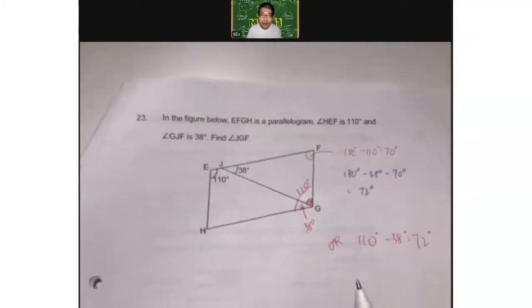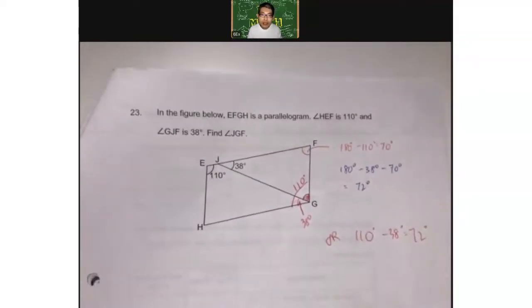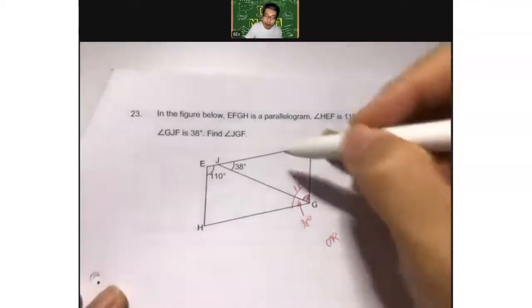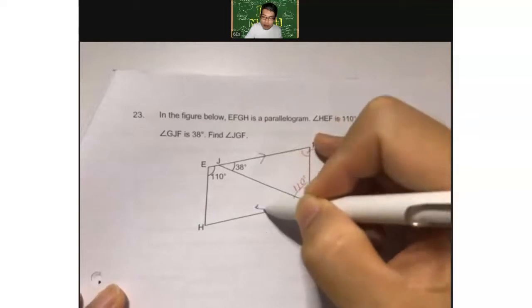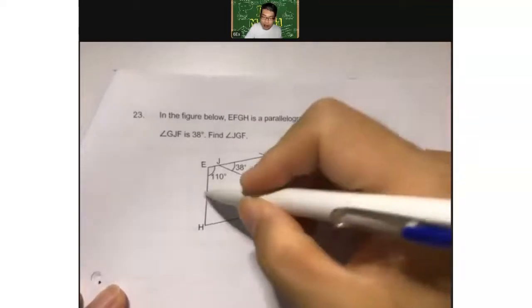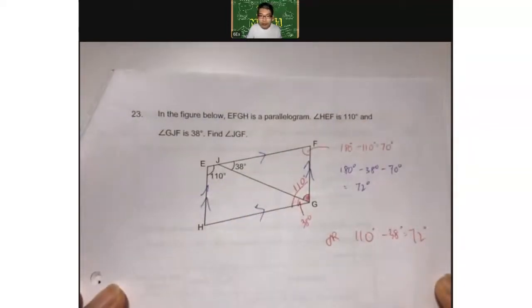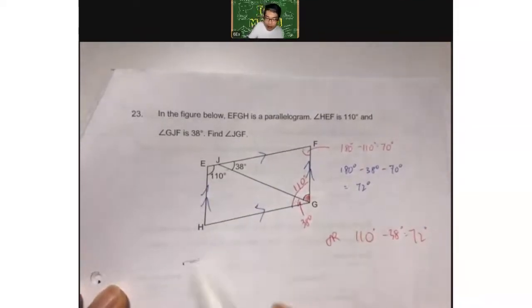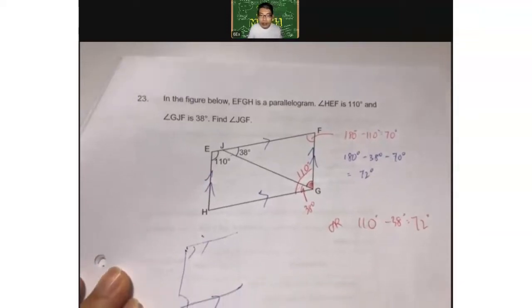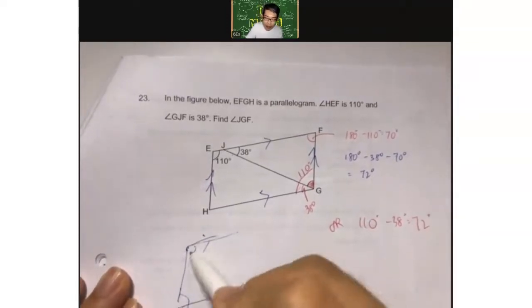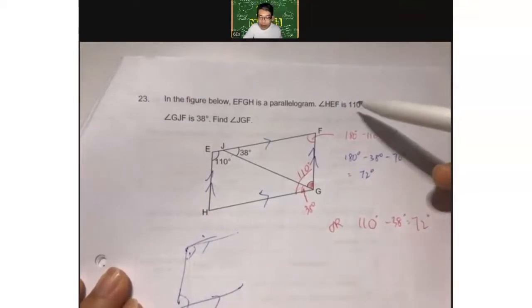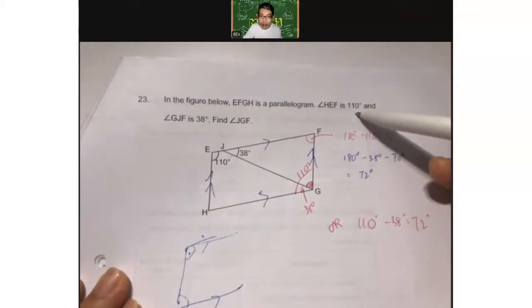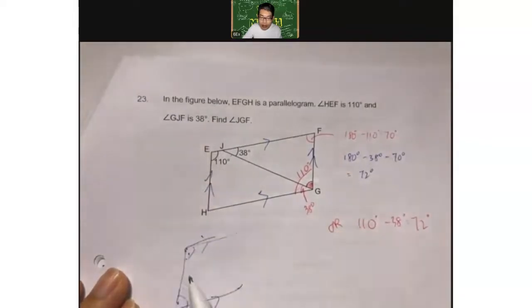Next one. Now in the figure below, EFGH is a parallelogram. So what are the properties of a parallelogram? Well, of course, they are parallel. This is parallel to this line. These 2 lines are parallel to each other. Opposite angles are equal. And you see your C shape, right? So you know that these 2 add up to give you 180. You will see these 2 angles like this. Now you're told that this angle HEF is 110 and GJF is 38.